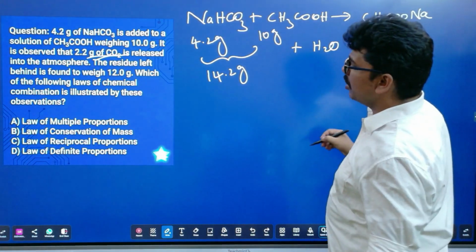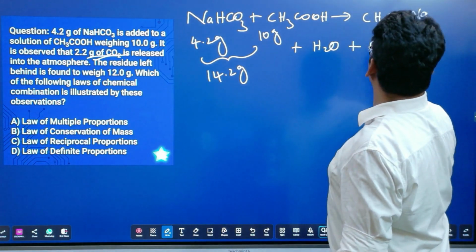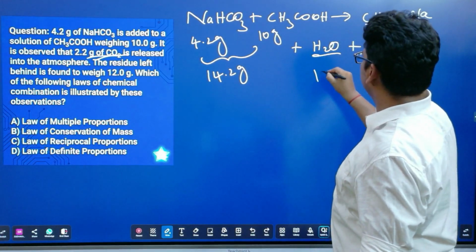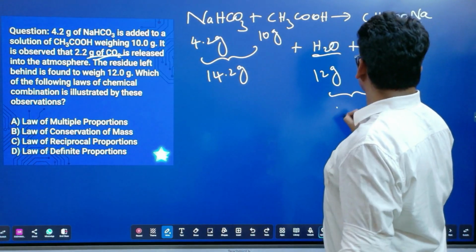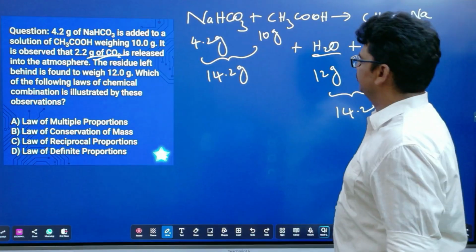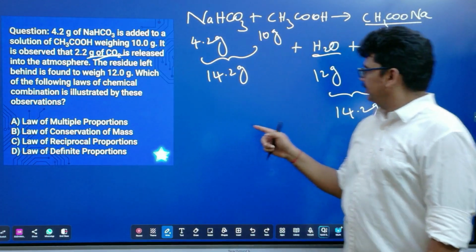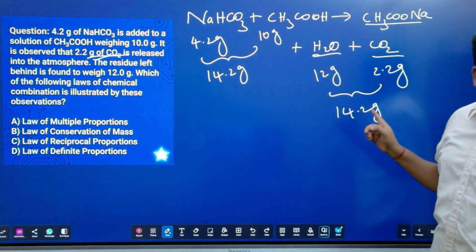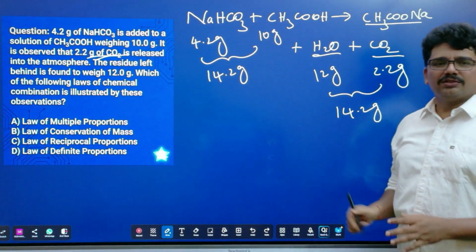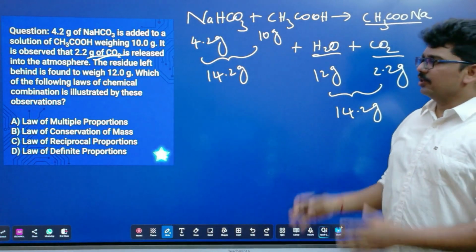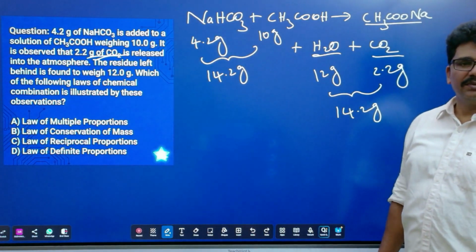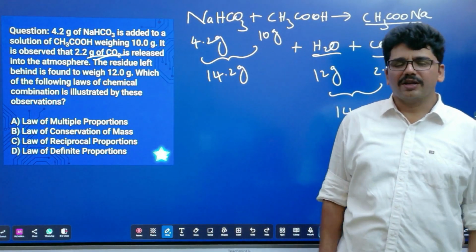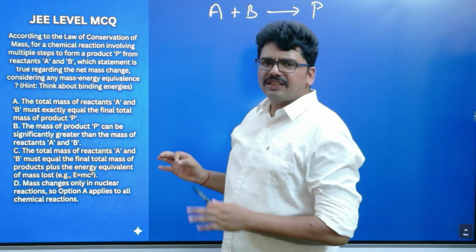Then residue mass is what? 12 grams. What is the residue? Sodium acetate and water together, 12 grams. What is the total mass of the products? 14.2 grams. So the total mass of the reactants is 14.2 grams and the total mass of the products is also 14.2 grams. So this is according to the law of conservation of mass. Right? In any chemical reaction, the total mass of the reactants is equal to the total mass of the products before and after reactions. So another important question.